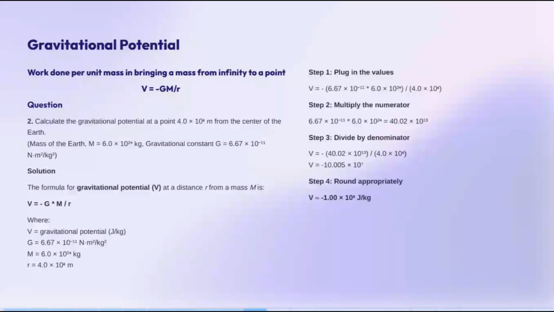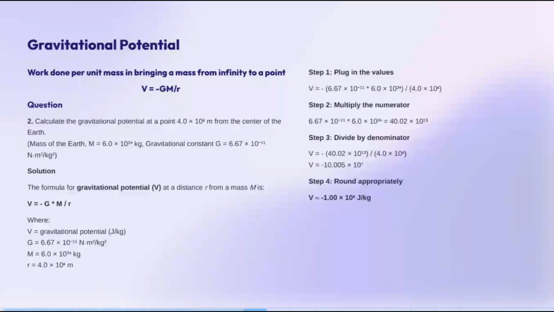From this question, they gave us our R to be 4 times 10 raised to power 6 meters, that is 4 million meters. Now we can get the gravitational potential by applying this formula. Our capital G, the gravitational constant, is 6.67 times 10 to the power of minus 11. Capital M, the mass of the Earth, is 6 times 10 raised to power 24. For gravitational potential, it's not R squared, it's just R. Take note so you don't make that mistake. The formula is minus GM all over R.